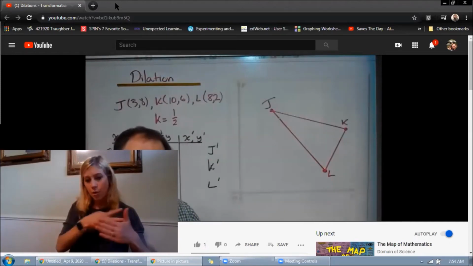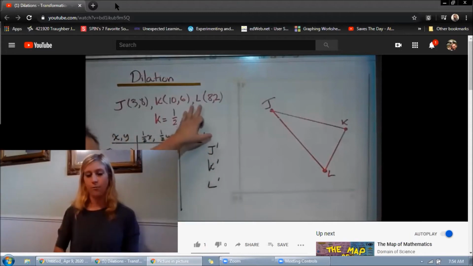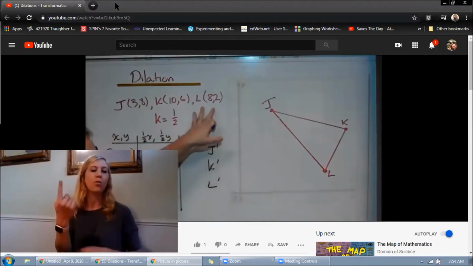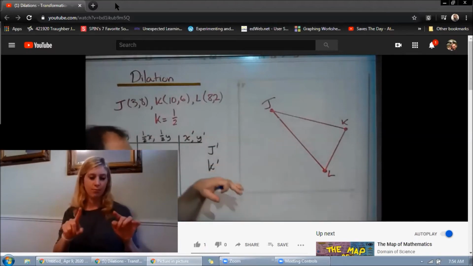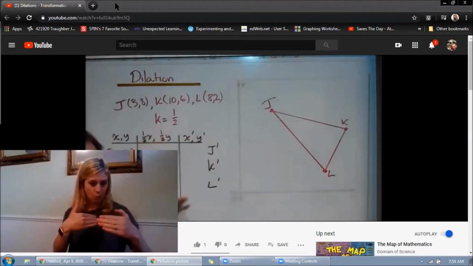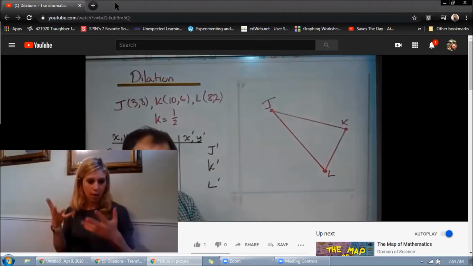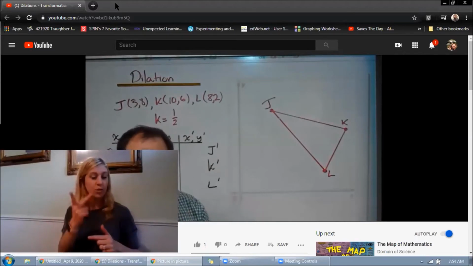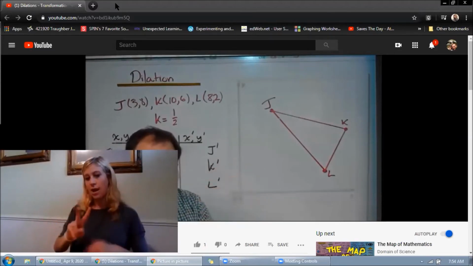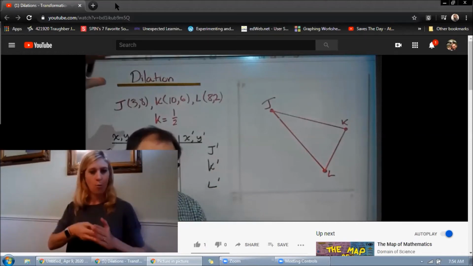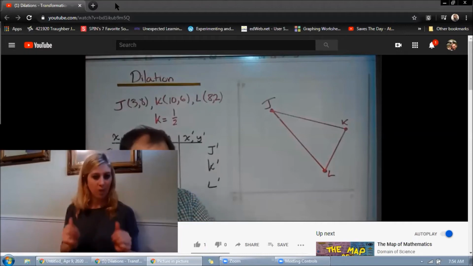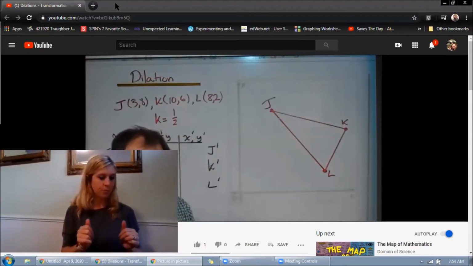Let's try another one. Okay, different shape now. We've only got 3 vertices to work with, and we're going to graph that. So here's our pre-image. It's already graphed for us. And then looking at it, the K factor is 1/2. So 1/2 is less than 1, greater than 0, which means we should be getting a smaller figure at the finish. So K factor greater than 1, larger image. K factor smaller than 1, we're reducing, smaller image.